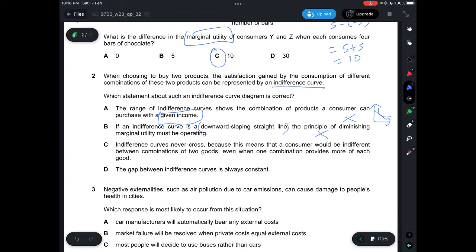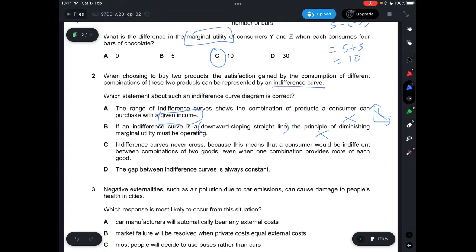Alright, so the principle of diminishing marginal utility is operating when you purchase subsequent bars of chocolate, and then let's say for example bars of chocolate, which is an example of food, and the demand curve actually is downward sloping, then yes, the principle of diminishing marginal utility is operating.